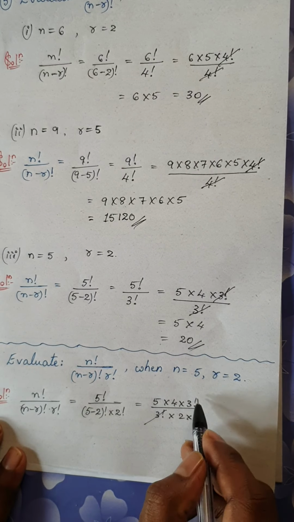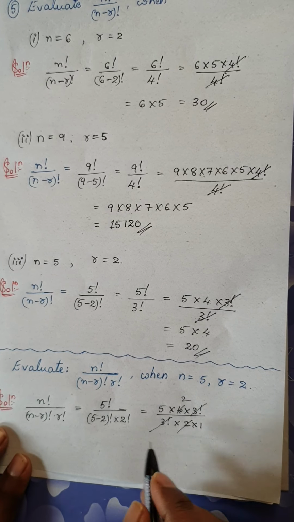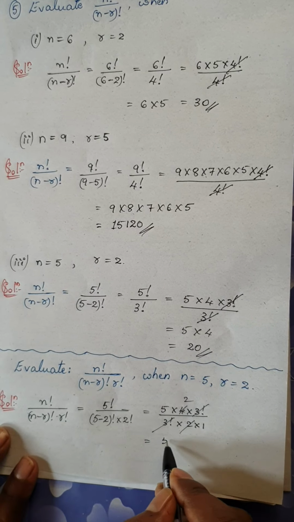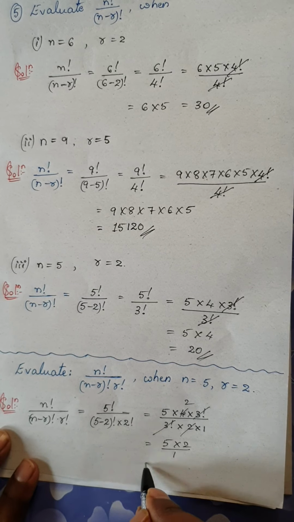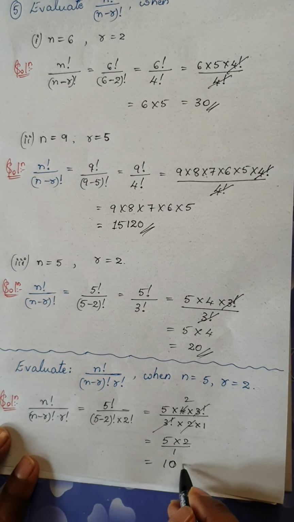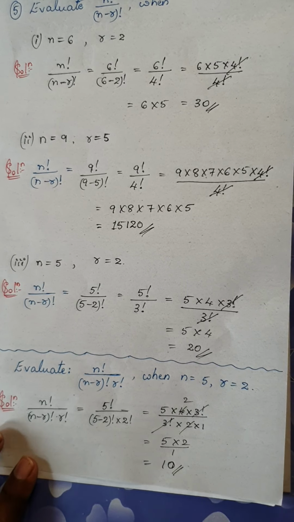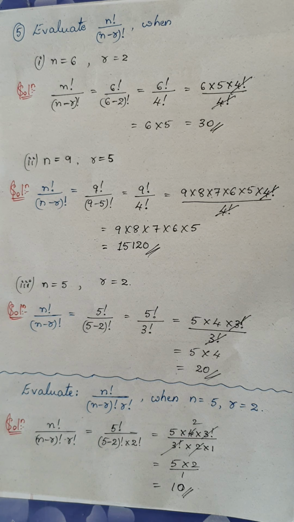Now what all gets cancelled? 3 factorial gets cancelled. 2 ones are, 2 twos are. So I am just left with 5 into 2 divided by 1. This will finally give me 5 twos are 10 by 1. That is again 10. This will be the final answer for this question.